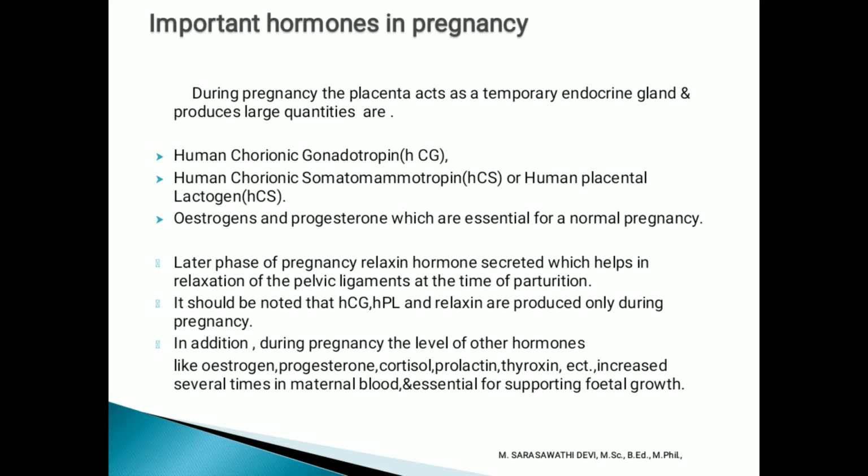In the later phase of the pregnancy, the hormone relaxin is secreted, which helps the relaxation of the pelvic ligaments at the time of parturition. It should be noted that HCG, HPL and relaxin are produced only during the pregnancy. In addition, during the pregnancy, the levels of other hormones like estrogen, progesterone, cortisol, prolactin, thyroxine, etc. increase several times in the maternal blood and are essential for supporting fetal growth.